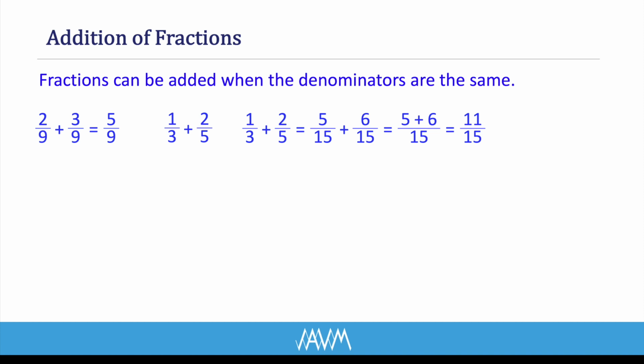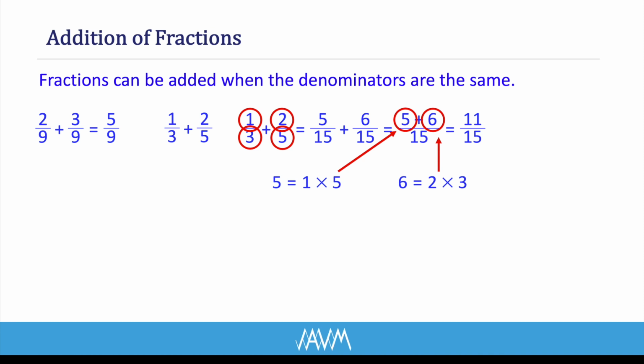But if we have a look to see where the 5 and the 6 come from, this 5 comes from multiplying 1 by 5, which is this cross product. And then we look at where the 6 comes from. It comes from multiplying 2 by 3, which is this cross product. And if we look where the 15 comes from, it comes from multiplying 3 and 5 together. And the result is 11/15.